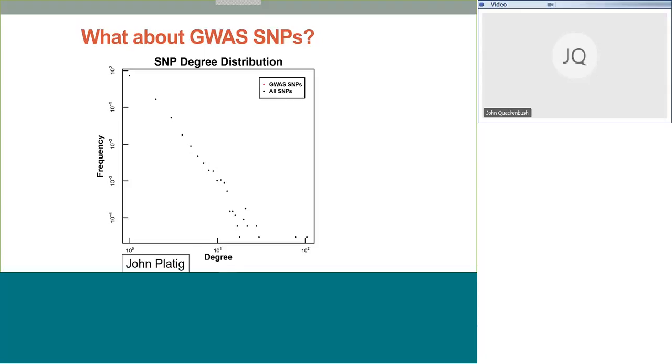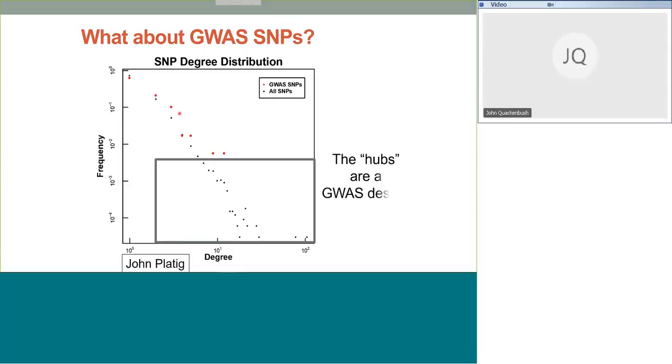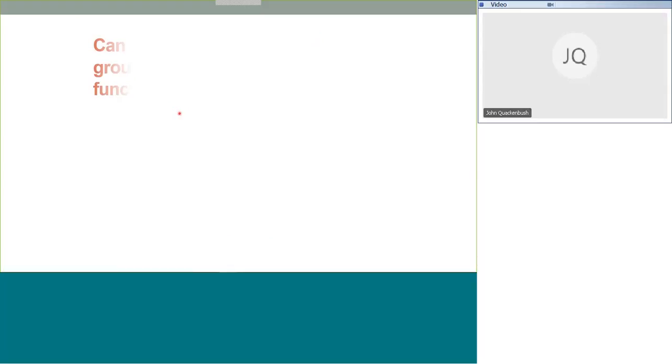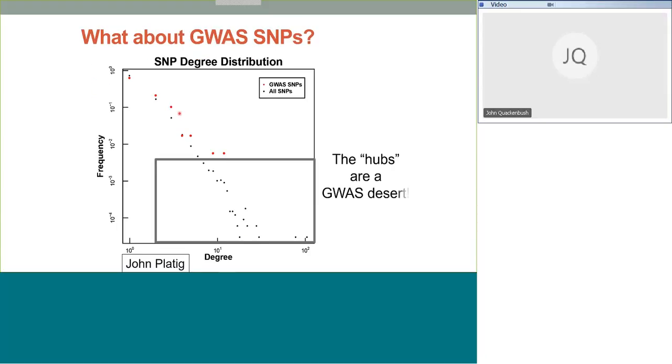And the interesting thing we saw was that while we expected to see some things hitting the hubs, what we really saw, and hopefully you can see little red dots appearing in the upper left-hand corner, is that the hubs are actually a GWAS desert, and all the genetic variants appear in this upper left-hand corner. The other thing which you might notice is that the leaves are actually a little bit underrepresented, and the middle of this graph is overrepresented.